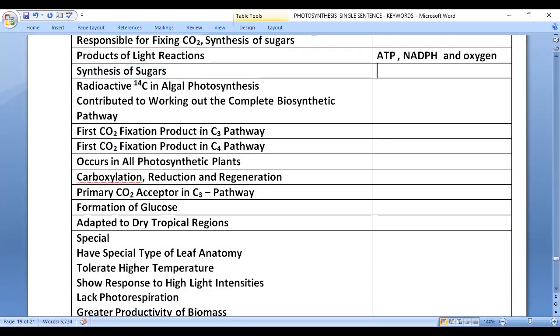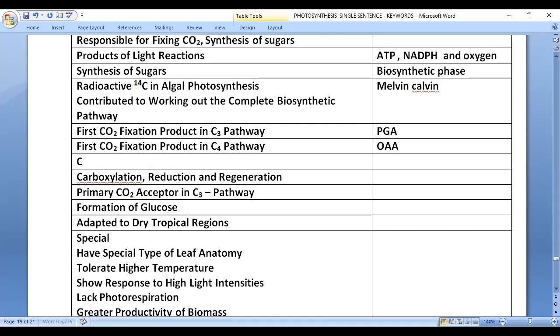Synthesis of sugars in the biosynthetic phase. Radioactive C14 in algal photosynthesis contributed to working out the complete biosynthetic pathways, explained by Melvin Calvin. The first carbon dioxide fixation product in the C3 pathway is PGA, 3-phosphoglyceric acid. In the C4 pathway it is OAA, oxaloacetic acid.